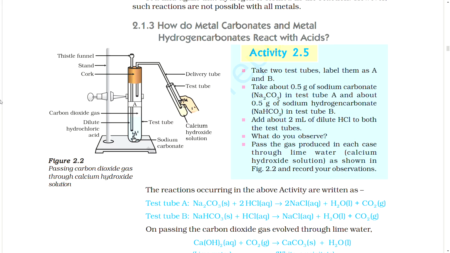Figure: passing carbon dioxide gas through calcium hydroxide solution. Thistle funnel, stand, cork, carbon dioxide gas, dilute hydrochloric acid, test tube A, sodium carbonate, calcium hydroxide solution, delivery tube, test tube.